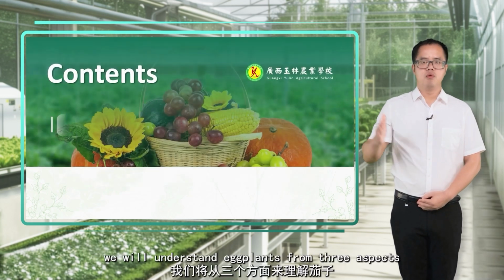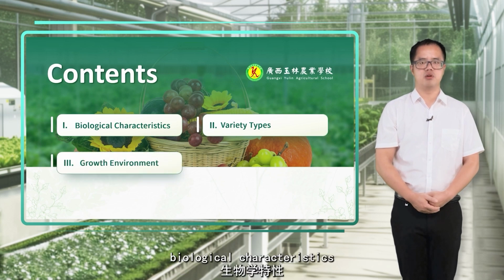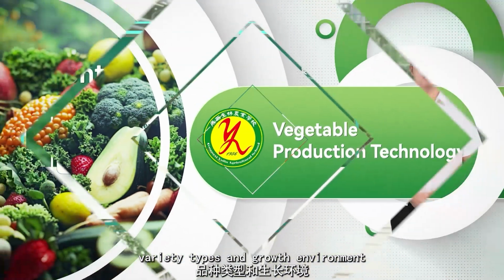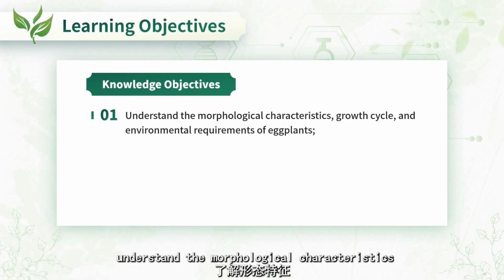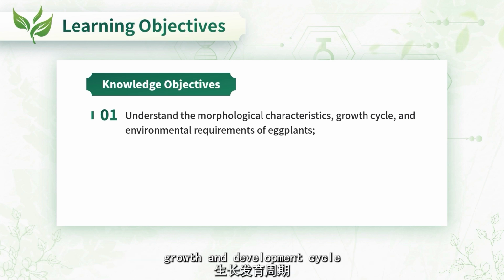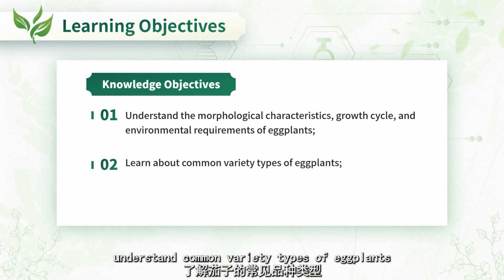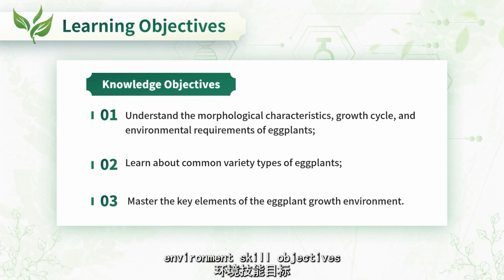First, we will understand eggplants from 3 aspects: biological characteristics, variety types, and growth environment. Learning objectives of this lesson: 1. Understand the morphological characteristics, growth and development cycle, and requirements for environmental conditions of eggplants. 2. Understand common variety types of eggplants. 3. Master the key elements of the eggplant growth environment.